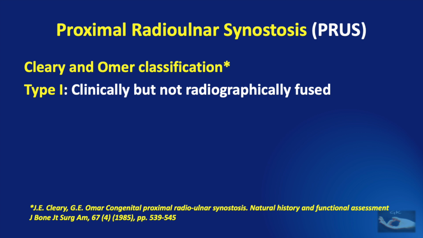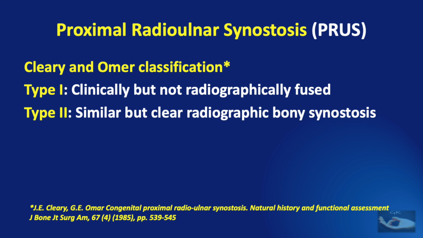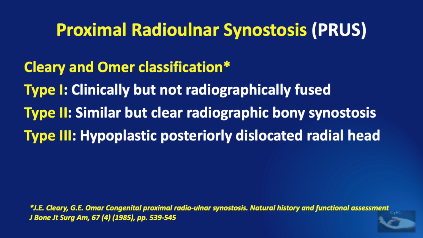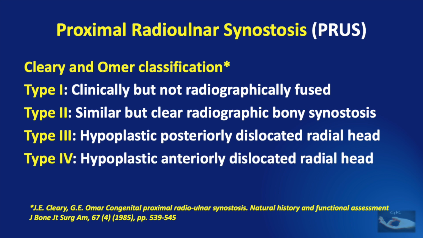A fibrous synostosis is seen that doesn't involve the bone. The radial head is normal and articulating. The radial bone is smaller than normal in this type. In type 2, it is similar but clear radiographic bony synostosis can be seen. In type 3, the radius is hypoplastic with a posteriorly dislocated radial head, and in type 4, again it is hypoplastic but with an anteriorly dislocated radial head.